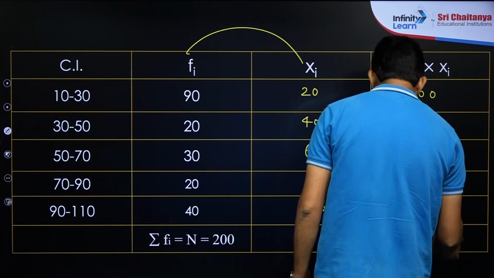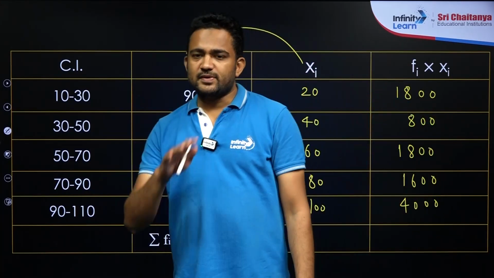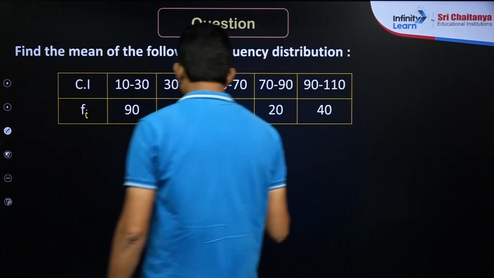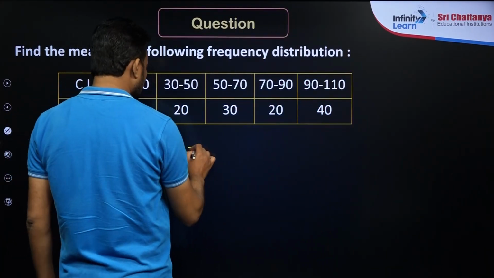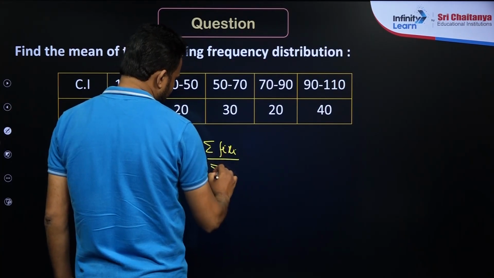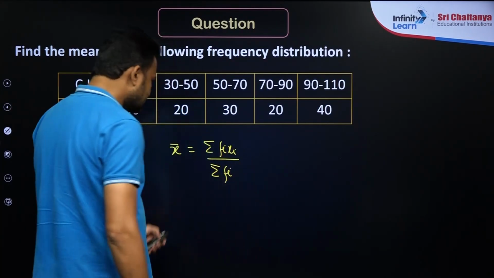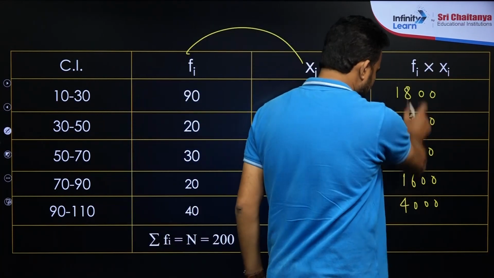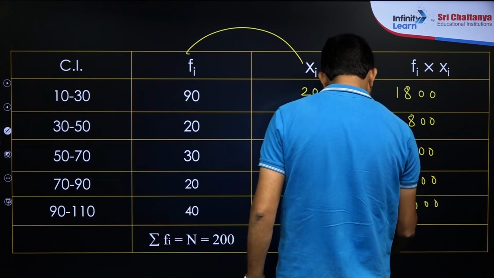So what is the formula, guys? The formula is summation of fi(xi) divided by summation of fi. First of all, write the formula: x bar is equal to summation of fi(xi) divided by summation of fi. What is the meaning of summation of fi(xi)? Simply add all the data under the column fi(xi). Let us add them.